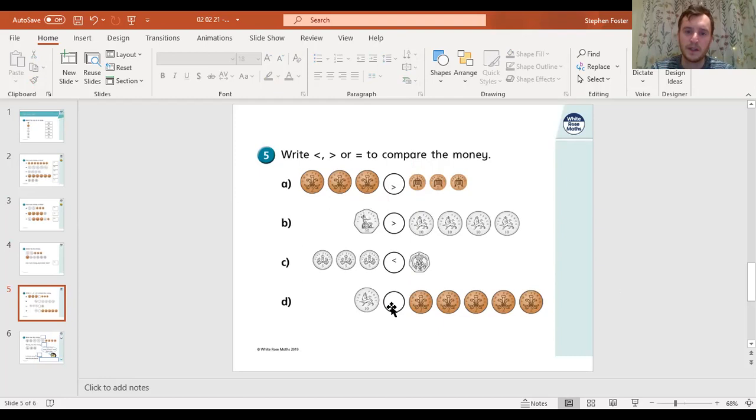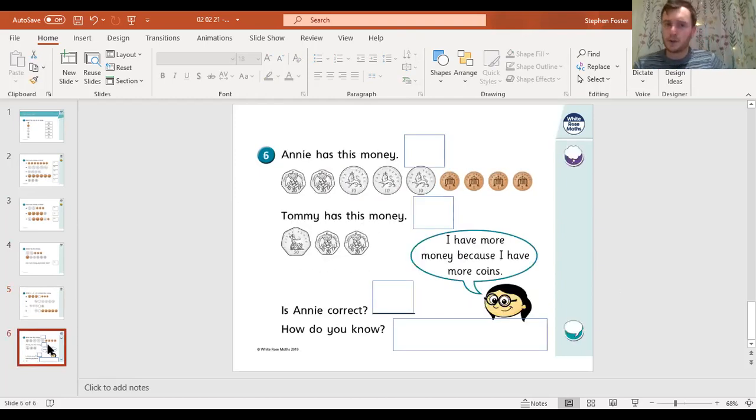And last one, I've got 10 pence here, and 2, 4, 6, 8, 10 pence here. So actually, those ones are equal. So I'm going to put an equal sign in the middle because they are equal in value. Last question. Again, feel free to pause it and have a go and working through it at your own time if you'd like to. Otherwise, stick with me and we'll look at it together.